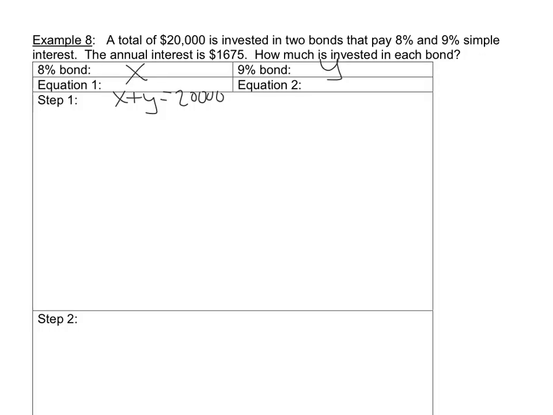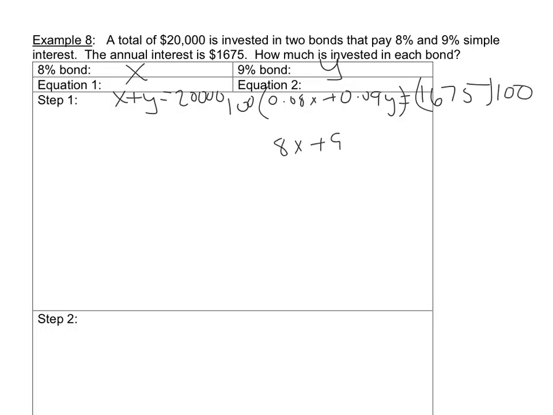We're good. And then here's the thing. You got to go to decimal form. 0.08x plus 0.09y equaled the 1,675. But now let's just get rid of it. So you got to multiply by 100, so you get 8x plus 9y equals 167,500. Now you can move it over here.